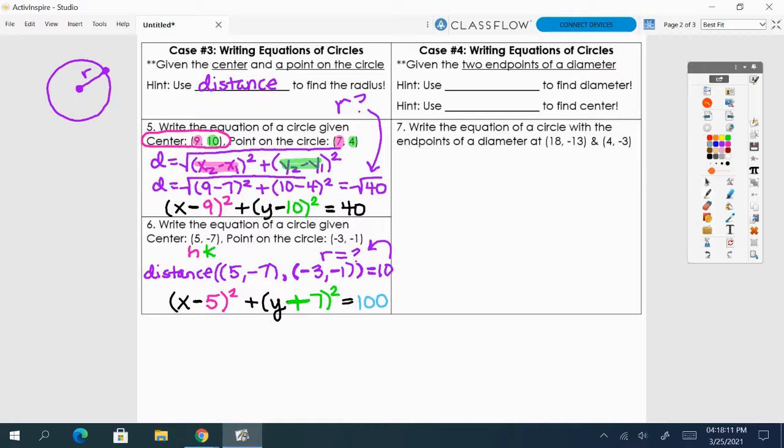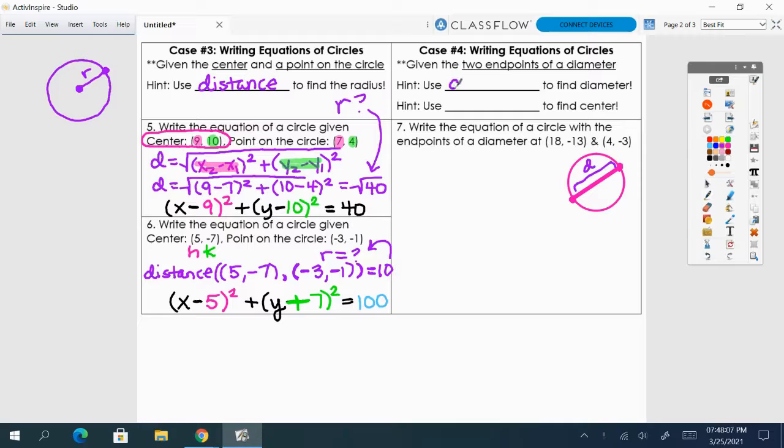Next case is that we're going to write the equation of a circle given the 2 endpoints of a diameter. So most importantly, when we go to problem number 7, it says that we want to write the equation of a circle with the endpoints of a diameter at the following points. As a reminder, here's a circle. The diameter is all the way through the center point connected to those 2 endpoints there. So what we're missing here is the center and the radius. We're given the endpoints of a diameter, so we can find the distance between those points, which would mean that would be the length of the diameter.